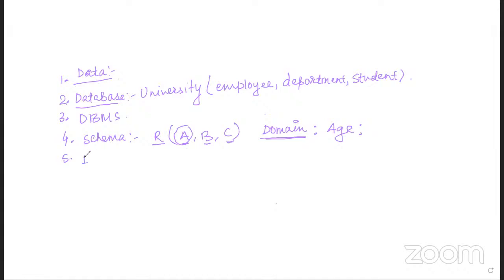And what is instance? Instance is the particular values stored in the schema. Records in that. Yeah. In the database or the table, there are continuously insertion operations and deletion operations happening, right? So at a particular moment, whatever data is present in that table is known as the instance. Okay. It is clear to you, right?